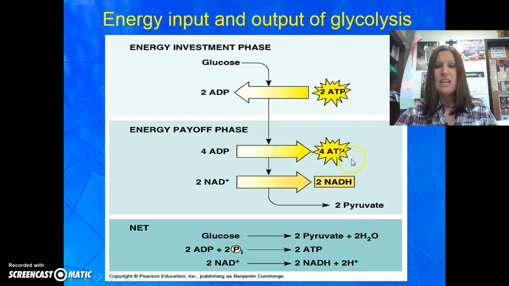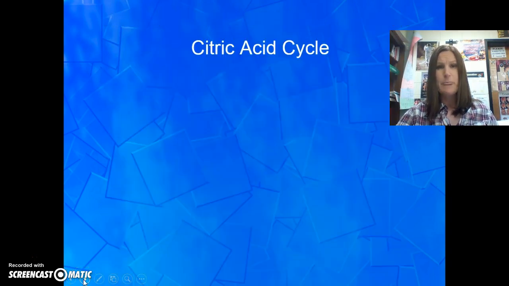Now we know that ATP is going to be used for cellular work. And we've talked a little bit about that NADH, that's going to move on to oxidative phosphorylation, where we're going to go to the electron transport chain. But what the heck happens to these 2 pyruvate, to these 2 3-carbon molecules? Well, that's what we're going to look at today.